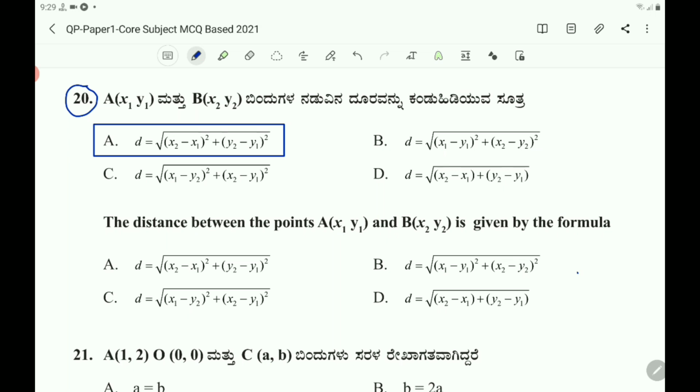Square root of (x2 minus x1) whole square plus (y2 minus y1) whole square.